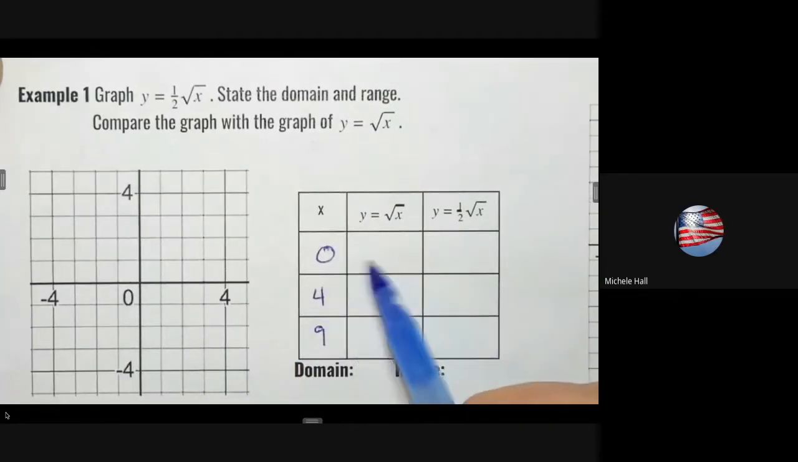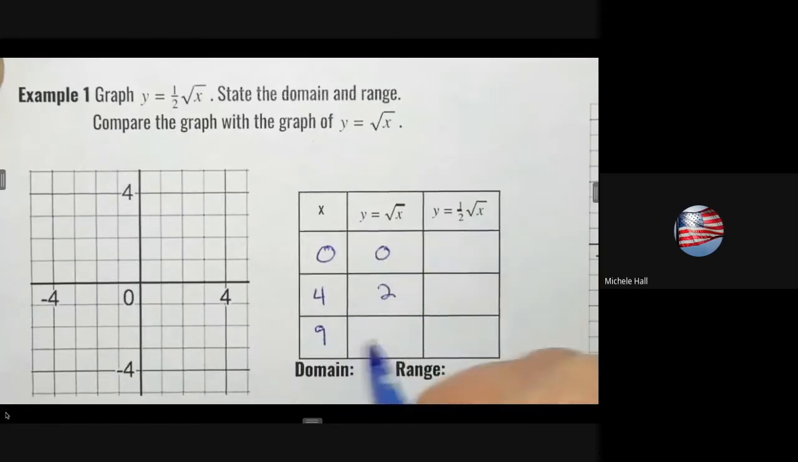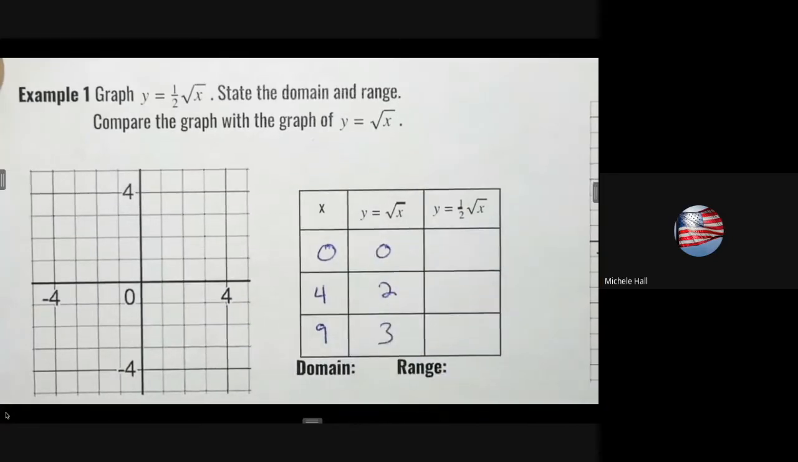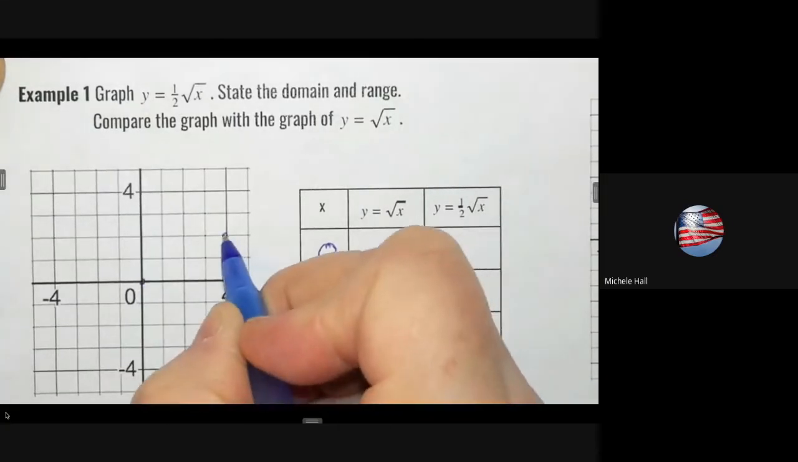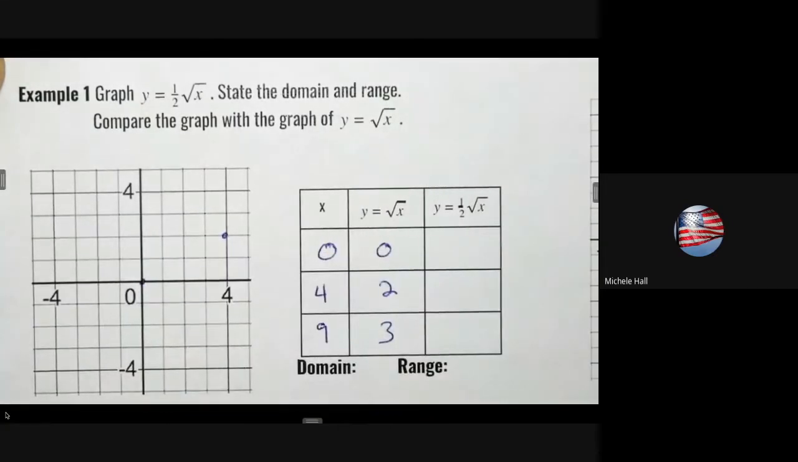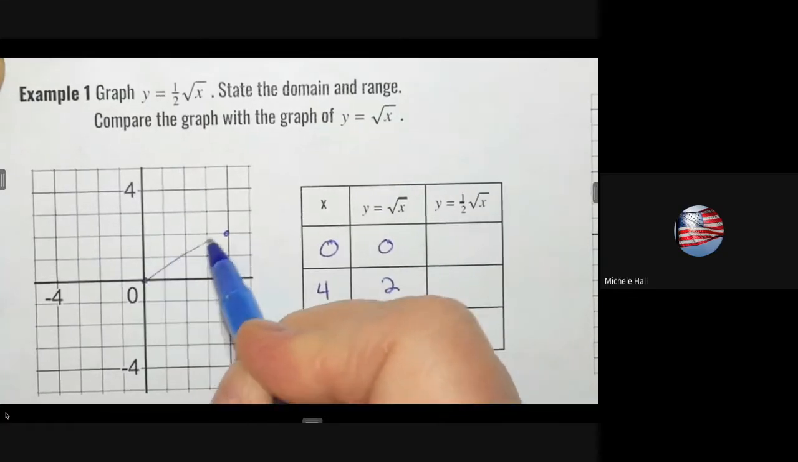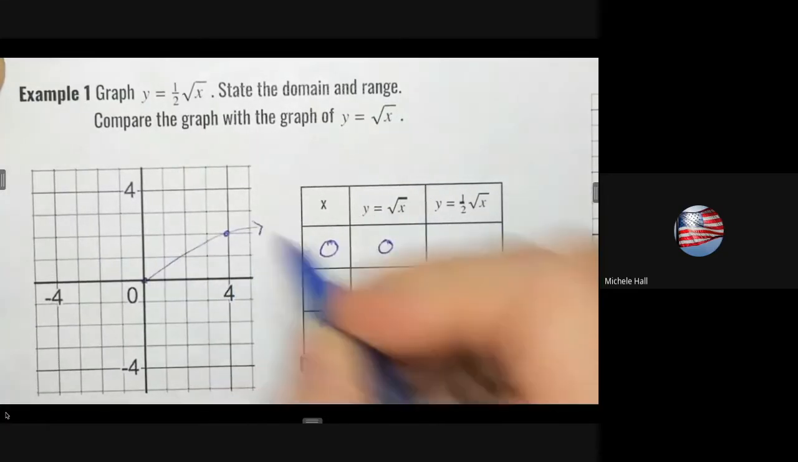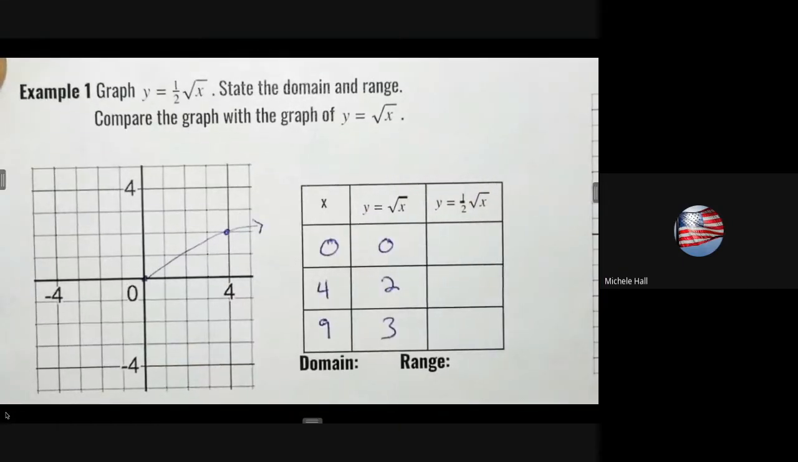The square root of 0 is 0. The square root of 4 is 2. And the square root of 9 is 3. And I'm going to graph those. 0, 0, when x is 4, y is 2. And we don't have 9 on the graph, so I'm not going to use that one. And I sketch that graph. This would be y equals the square root of x.